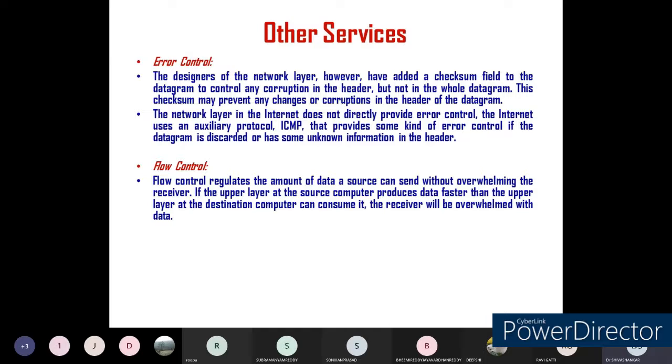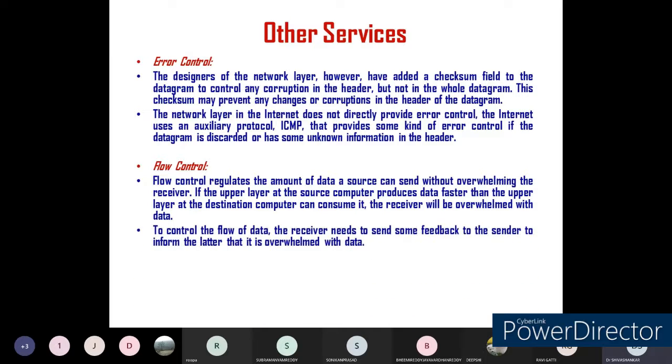If the upper layer, meaning the data layer, at the source computer produces data to transfer, then the upper layer at the destination computer must be able to consume it, right? Then to control the flow of data, the receiver needs to send some feedback to the sender to inform it that it is overwhelmed with data.